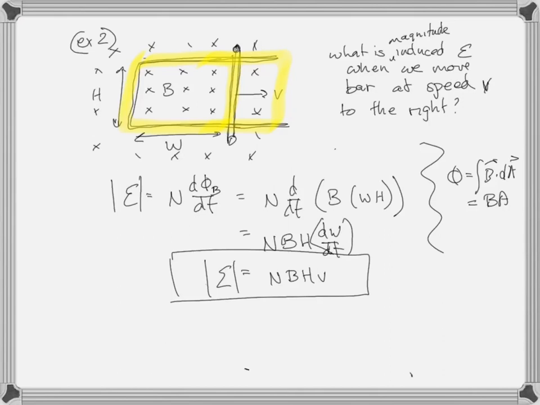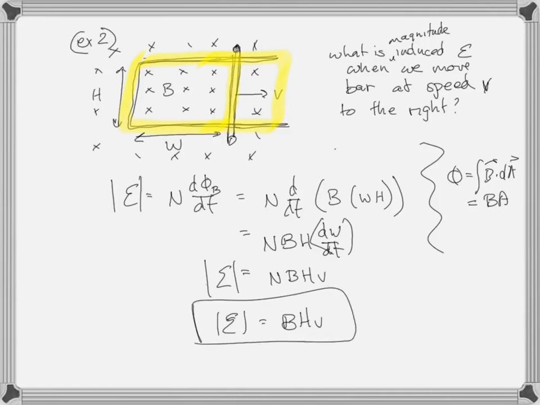Oh, and what's N? Whoops. Take back that box because N was given, right? What was implied? What is N? It's a single loop circuit, right? It's just one loop. So in this case, N is just one. So the magnitude of the induced EMF, in terms of the given variables, is just B H times v.